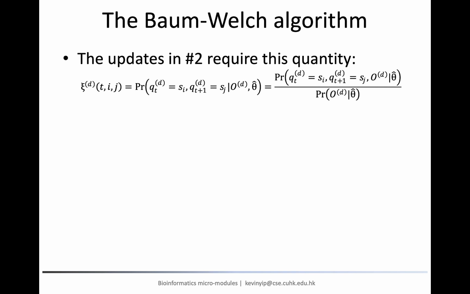During the iterative update of the parameters, one quantity required is the one shown here, which is the probability that in a sequence, the state in step t is Si and the state in step t plus 1 is Sj, given the observation sequence and the current estimates of the parameter values. It can be expressed as a joint probability divided by the likelihood of the observations, as shown on the right. As explained in the previous module, the denominator is actually the first problem we studied, which can be solved by either the forward algorithm or the backward algorithm.